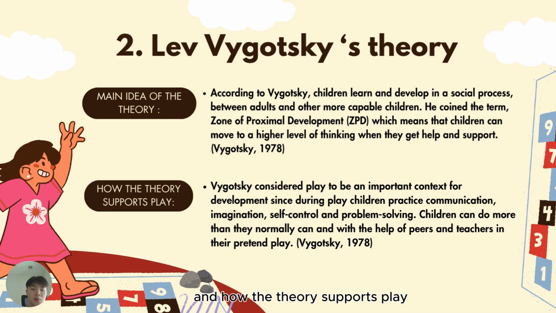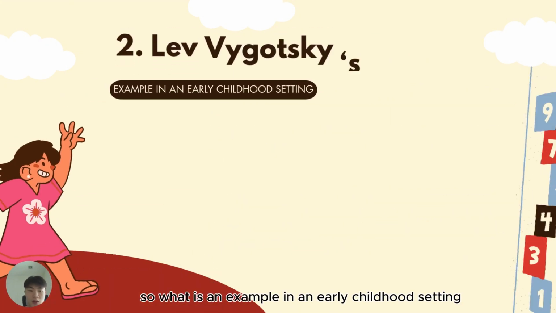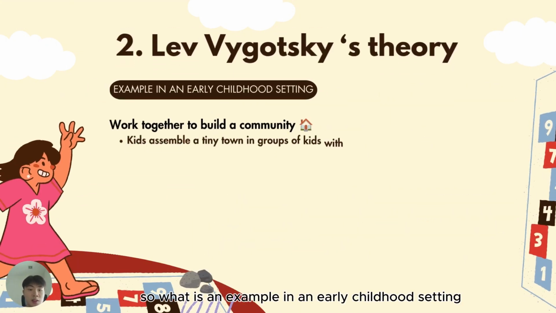And how does the theory support play? Vygotsky considered play to be an important context of development, since during play, children practice communication, imagination, self-control, and problem solving. Children can do more than they normally can with just the help of peers and teachers in their pretend play as well. So, what is the example in an early childhood setting?